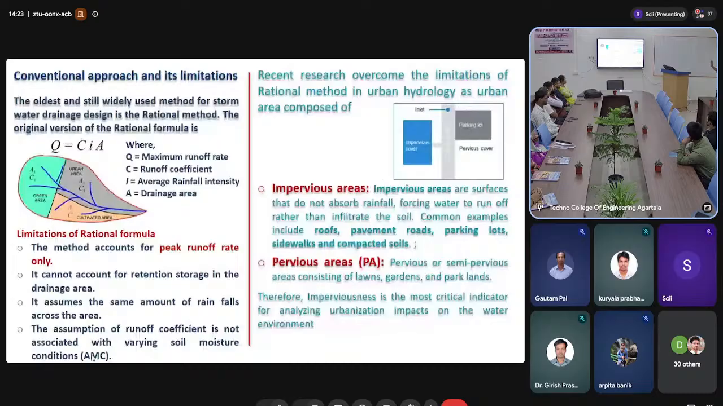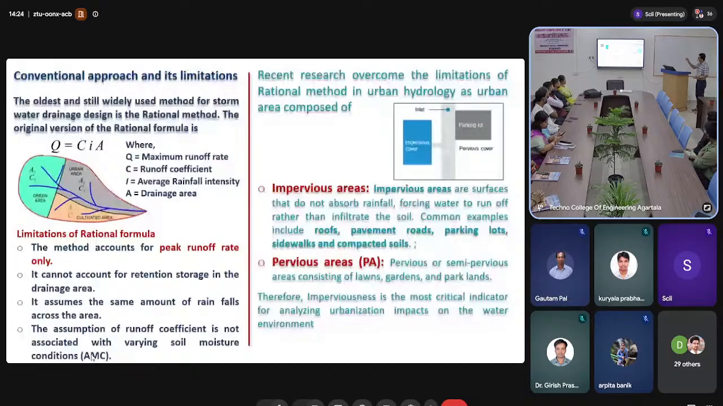But I would like to stress the limitations of this rational formula. First, the method gives you only the peak, the point value of peak runoff. It never gives you the complete hydrograph. Only the peak value. Second, it cannot account for the retention storage before the runoff begins. It never considers how much of the water is already retained in the area, how much water is already trapped in ponds, lakes, and wetlands. Third, it assumes the same amount of rainfall across the area.